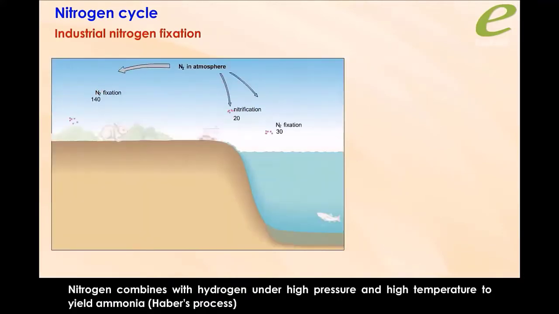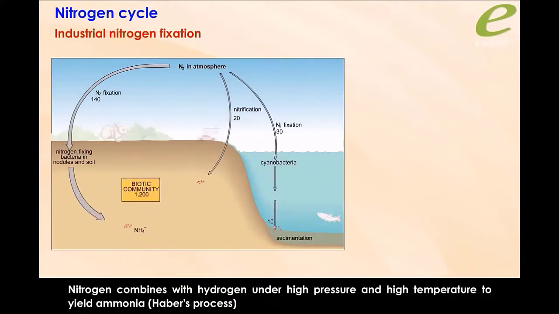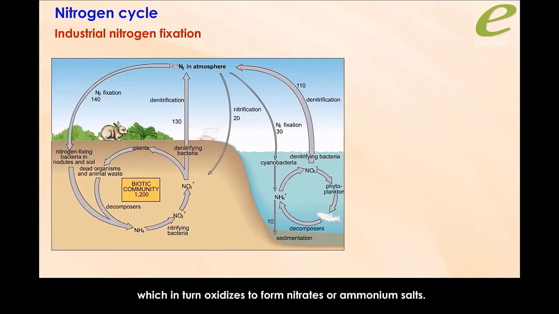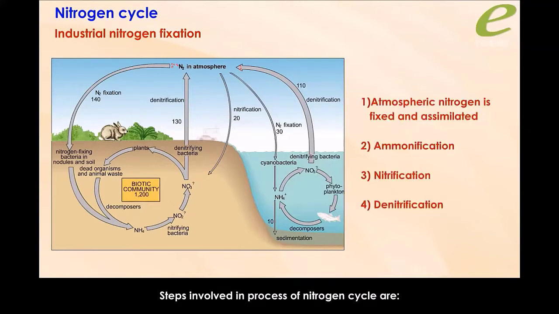Industrial nitrogen fixation. Nitrogen combines with hydrogen under high pressure and high temperature to yield ammonia, the Haber process, which in turn is oxidized to form nitrates or ammonium salts. Steps involved in the process of the nitrogen cycle are: atmospheric nitrogen is fixed and assimilated, ammonification, nitrification, denitrification.